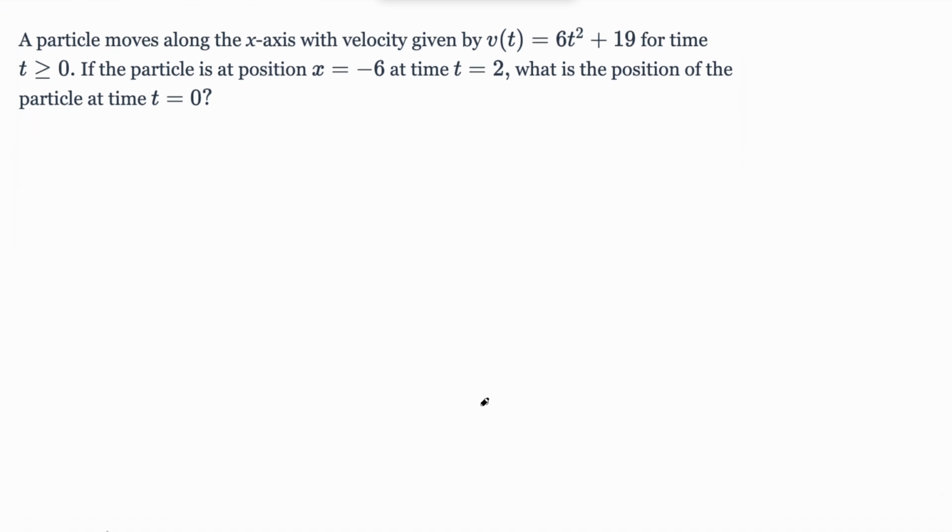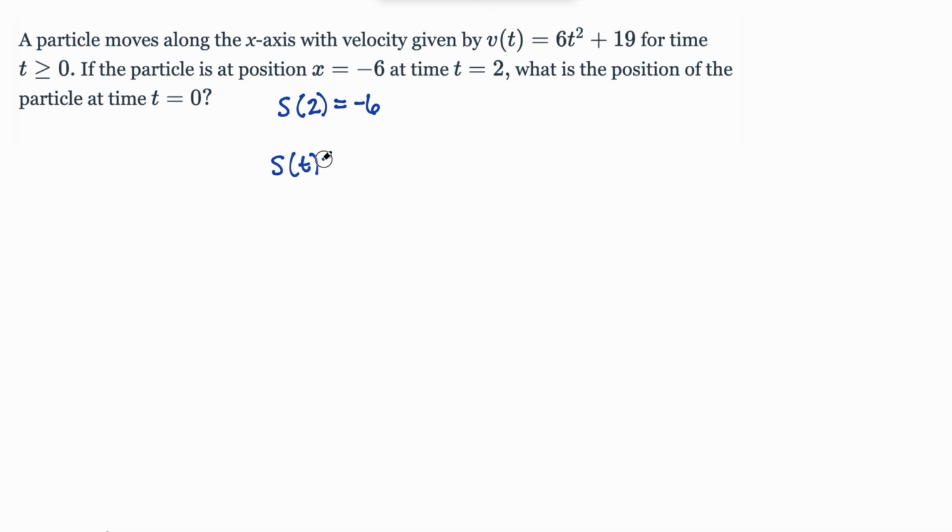So let's try one. A particle moves with a velocity. We're only dealing with positive time. The particle is at position -6 at time t. So basically think of it as the position at time 2 being -6. And now we know the velocity, we're going to find the position. So if the velocity is this, think of this as the first derivative.